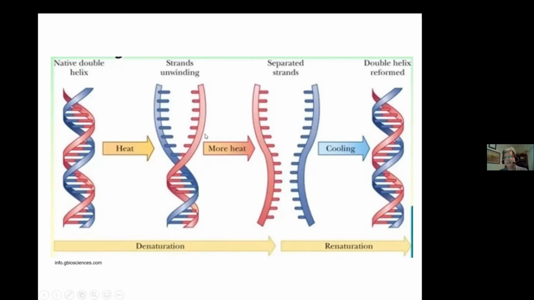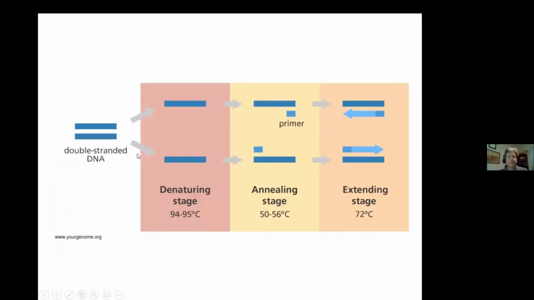But DNA is not the only thing that's in the tube. If you take your double-stranded DNA and you heat it, it comes apart. If you cool it down a little bit, then you let the primer sit down, and then DNA polymerase can make the copies. And then you just do it again.